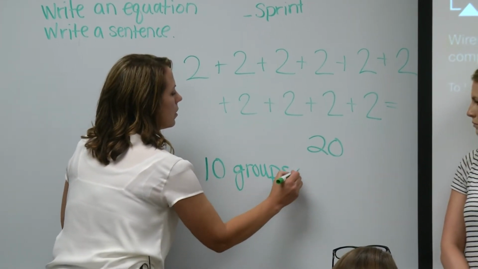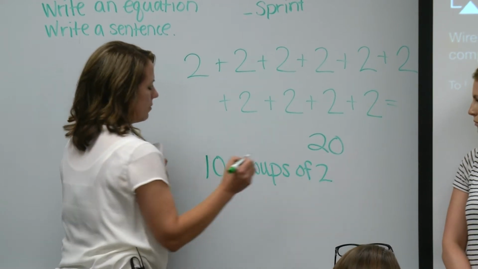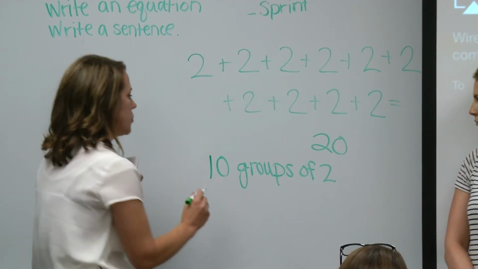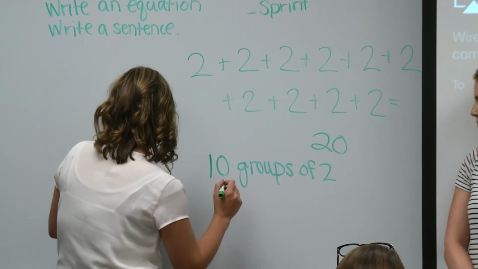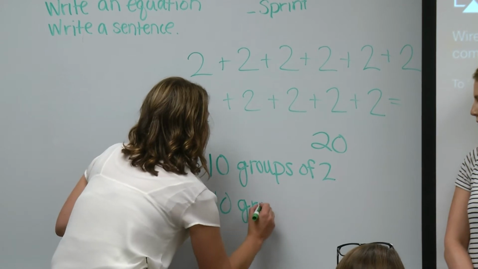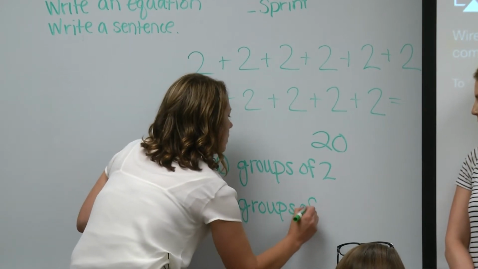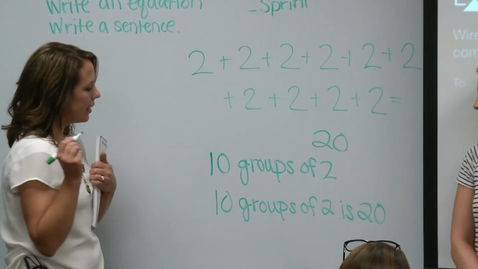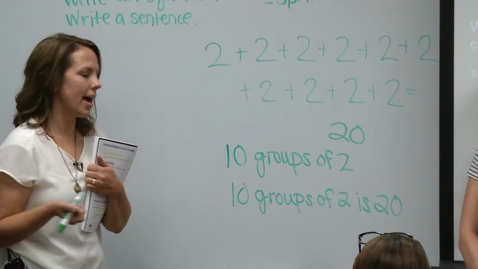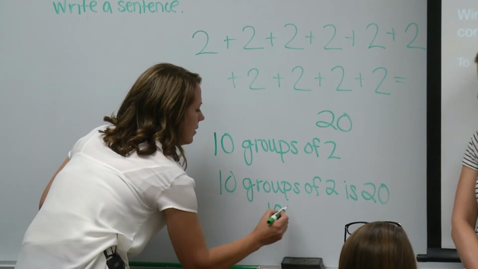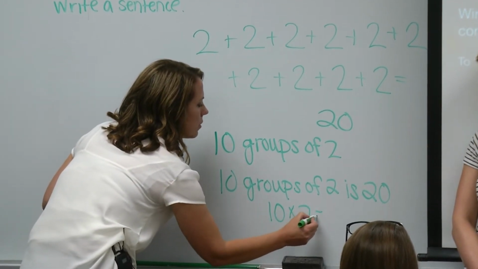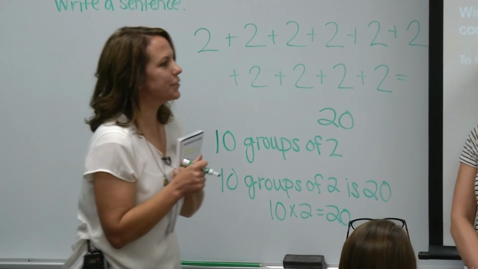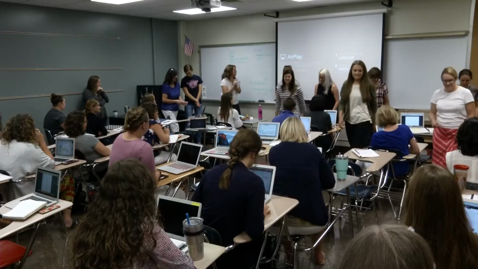of 2. Okay, and we now know that 10 groups of 2 is 20. So I'm going to write 10 groups of 2 is 20. Another way that I could write that would be 10 times 2 equals 20. Thank you, volunteers, for helping. You may go sit down.